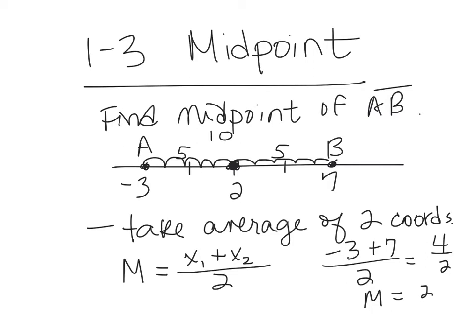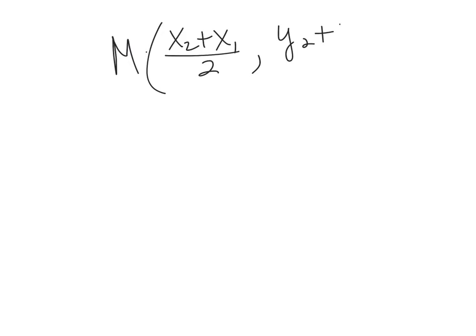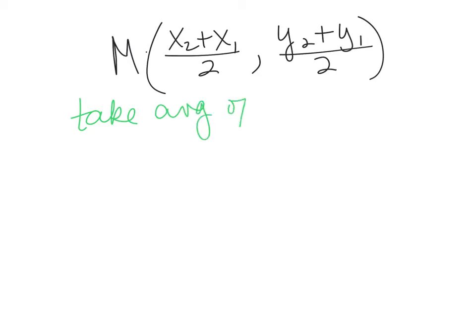All right, so that's if you have a number line, you just use this formula. But if we have a coordinate grid, we're going to do this, one for the x's and one for the y's. So on a coordinate grid, the midpoint formula is x2 plus x1 divided by 2, and y2 plus y1 divided by 2. So you just take the average of the x's and the average of the y's.